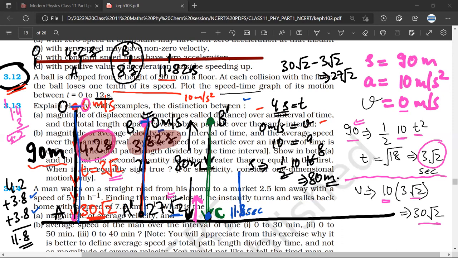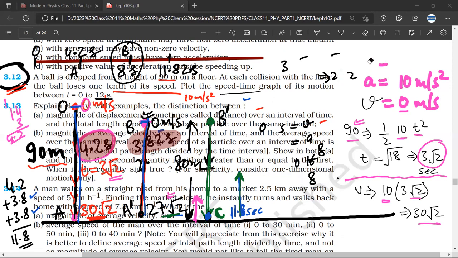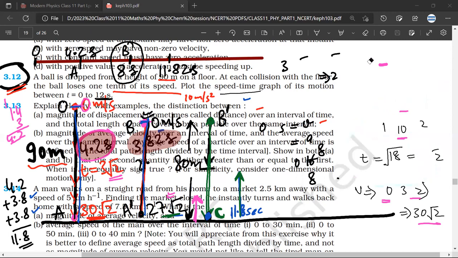Again we'll start going back, and when we start going back, again we will lose 1/10 of the velocity. Actually I didn't require this calculation of 8 seconds, but still it goes on to prove that less distance is traveled. So now what I want is, at what speed does the ball rebound?